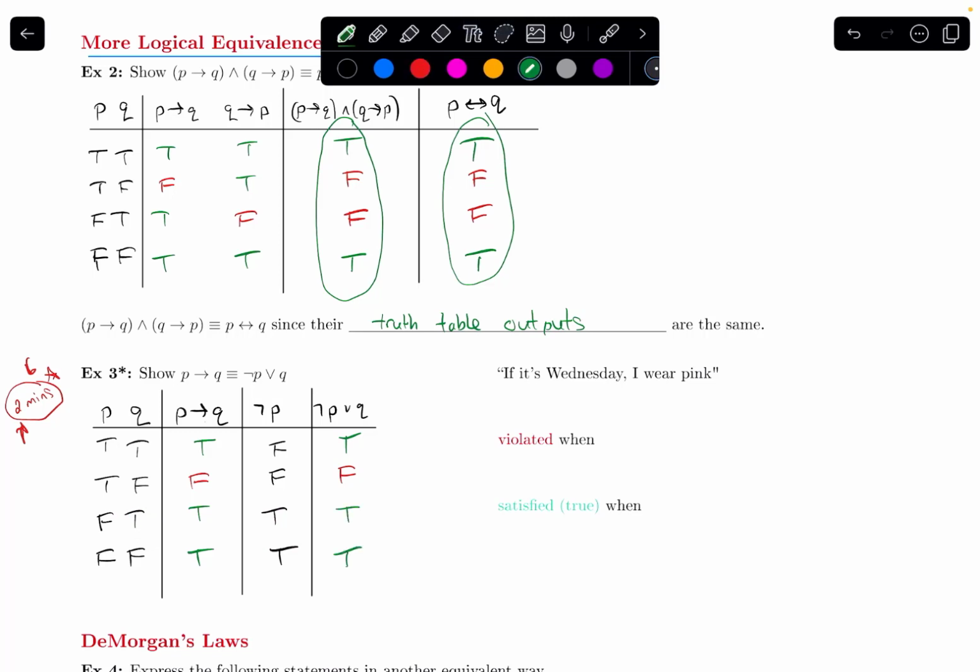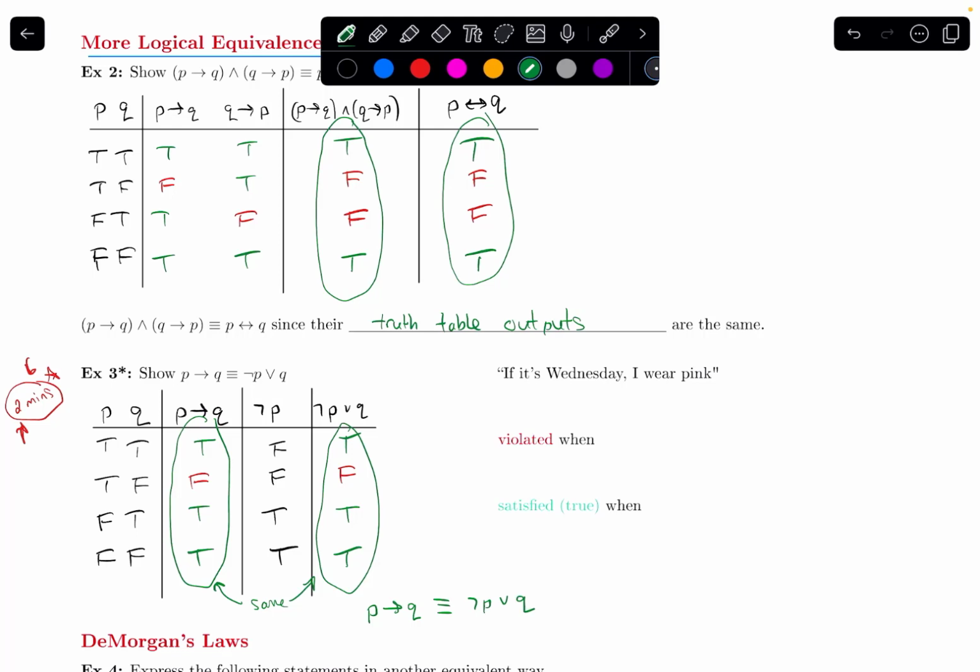So if I compare here's my left-hand side, here's my right-hand side, well, those are the same. Those are the same truth table outputs. So as a result, P implies Q is indeed equivalent to not P or Q. Okay, so we've shown this using truth tables.